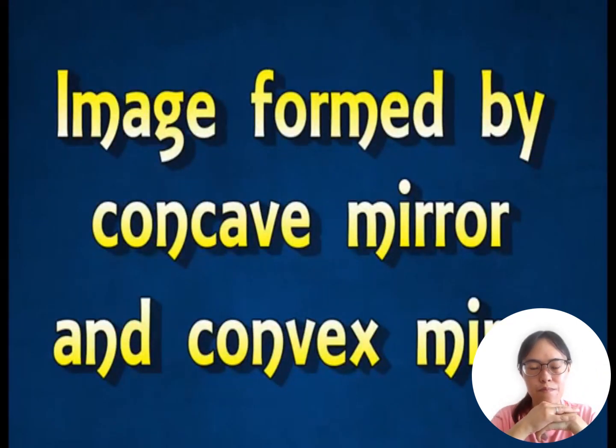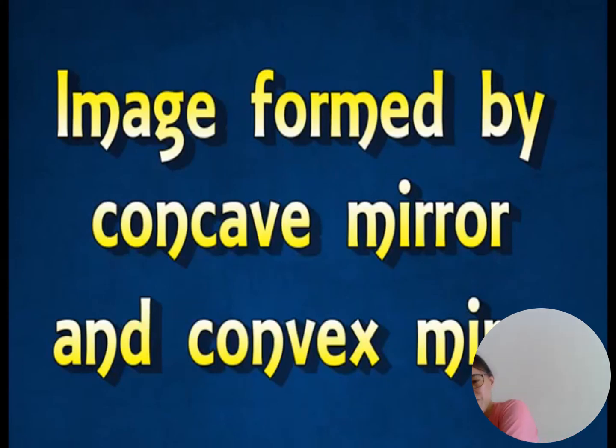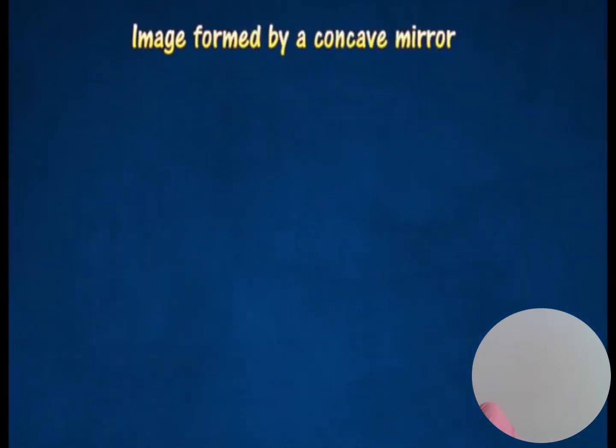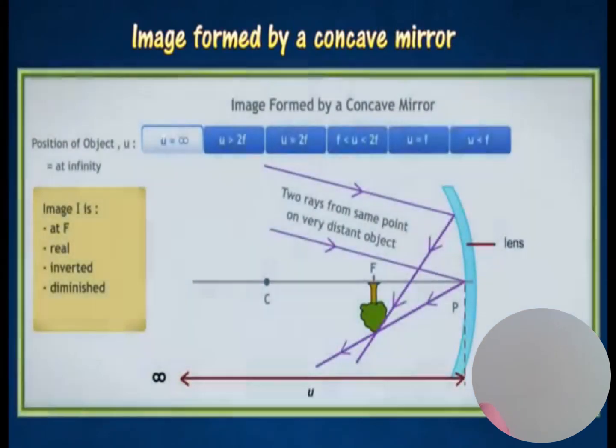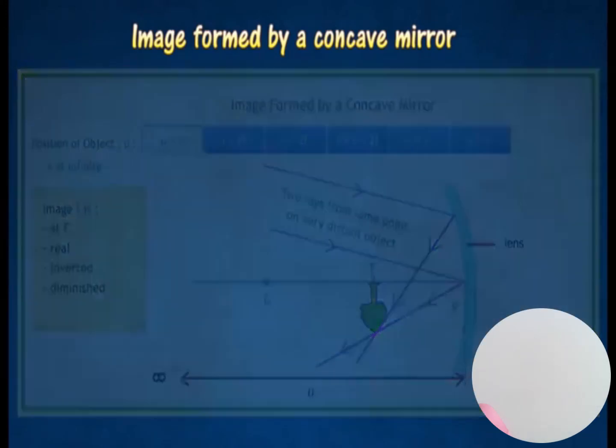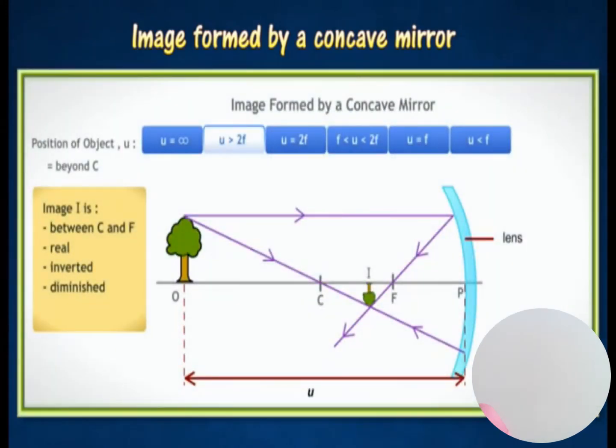Image formed by concave mirror and convex mirror. Image formed by a concave mirror. When the object is placed at infinity, the image I will appear at F, and it becomes inverted and diminished. This is usually used to form images of distant objects, as used in a reflecting telescope. When the object is placed further away from C, the image will appear between C and F. The image is real, inverted and diminished.